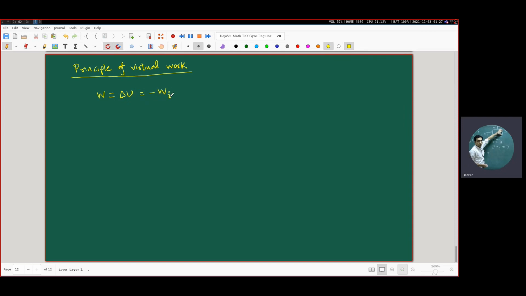You have a minus sign here because it's something like this, that W is equal to the minus of the change in the potential energy. Okay, I believe you are familiar with this thing from your +2 studies. So I'm not going to invest any more time on this.